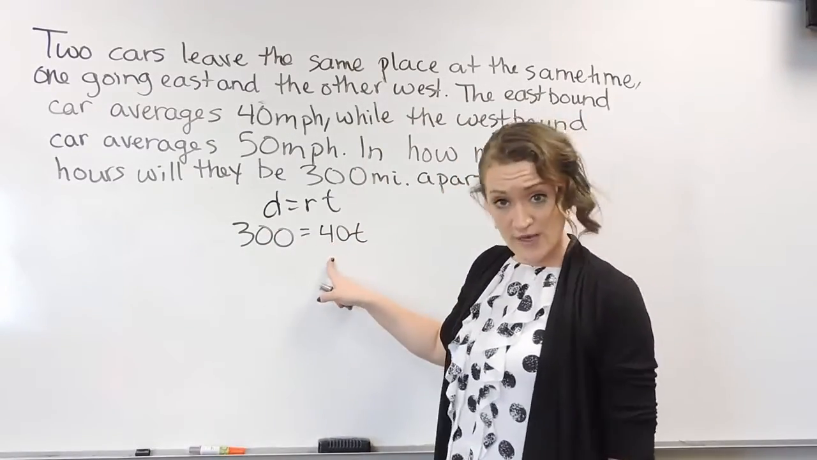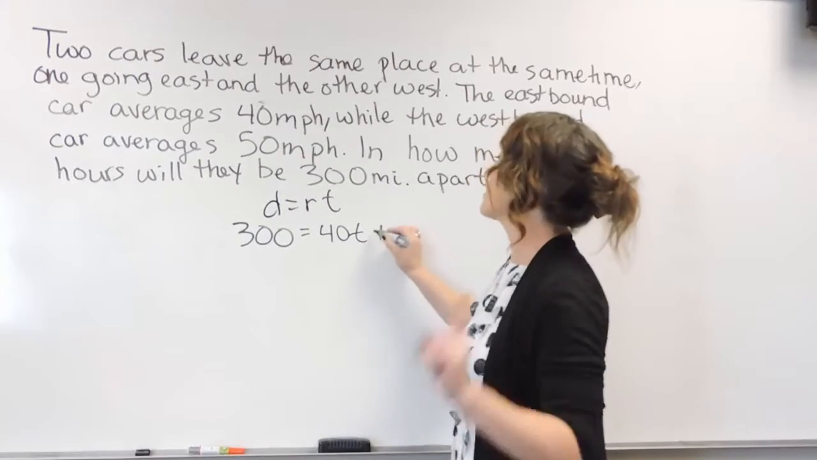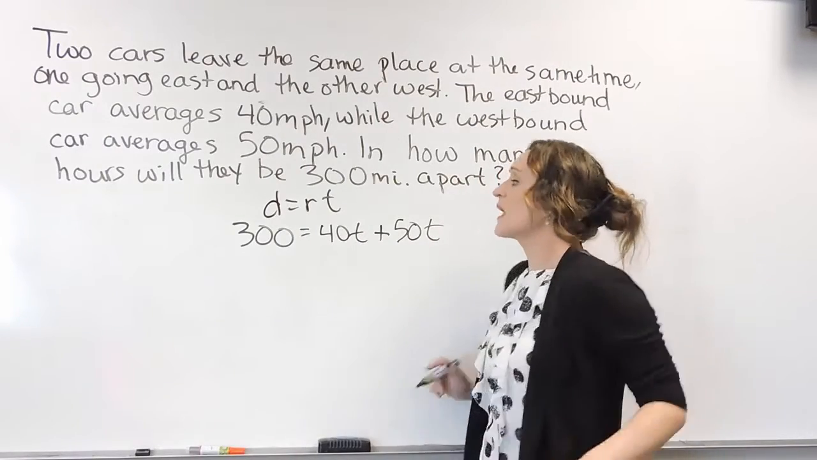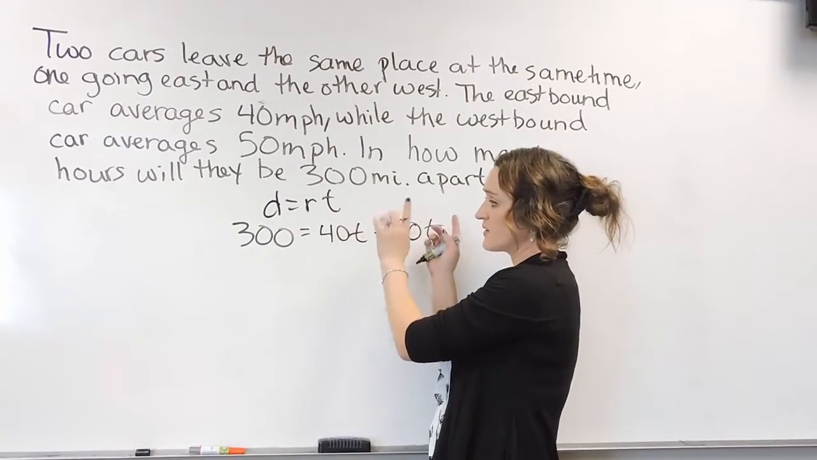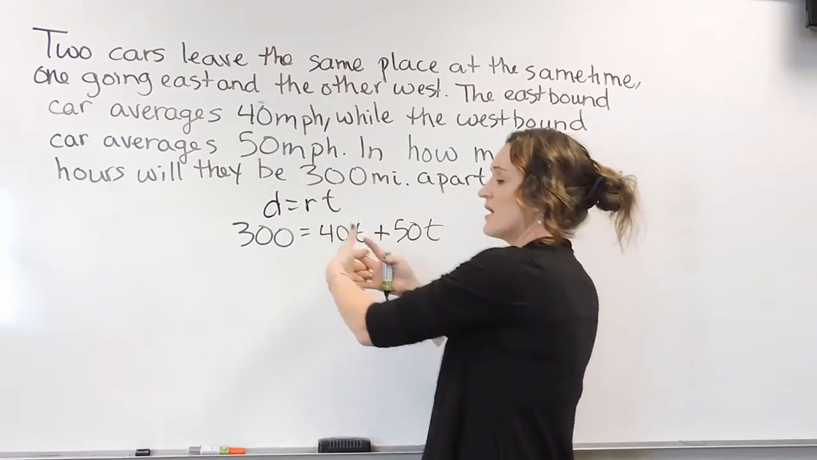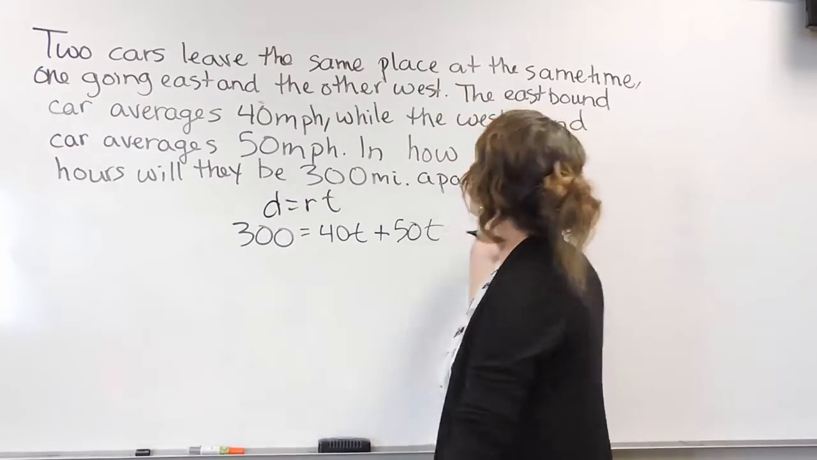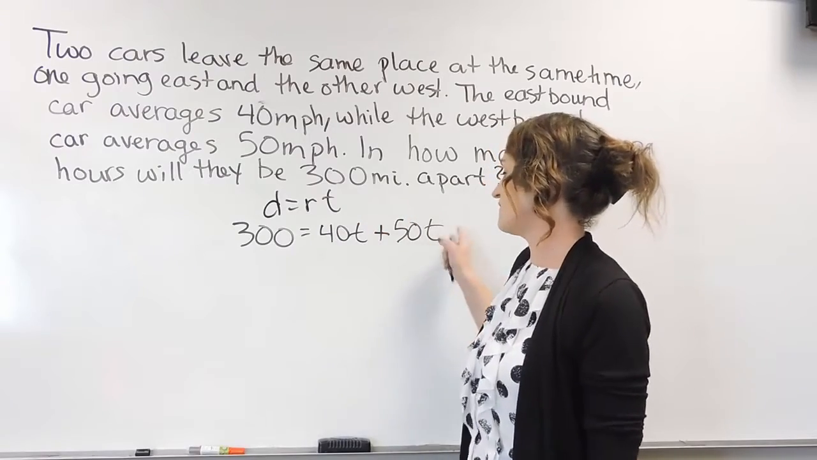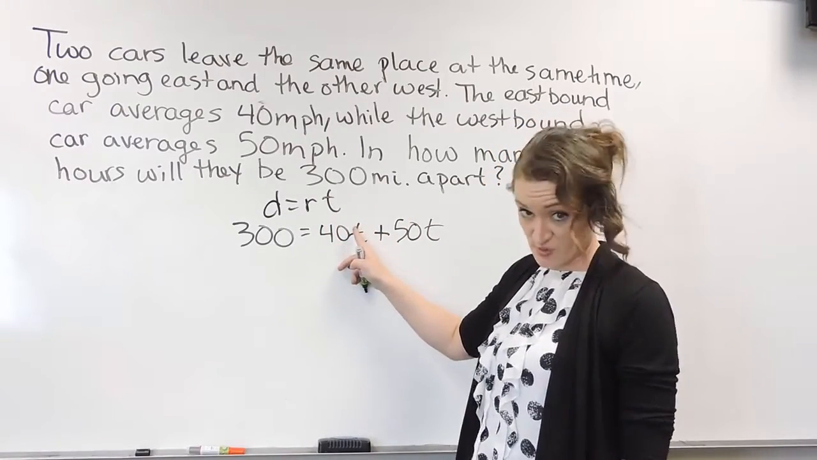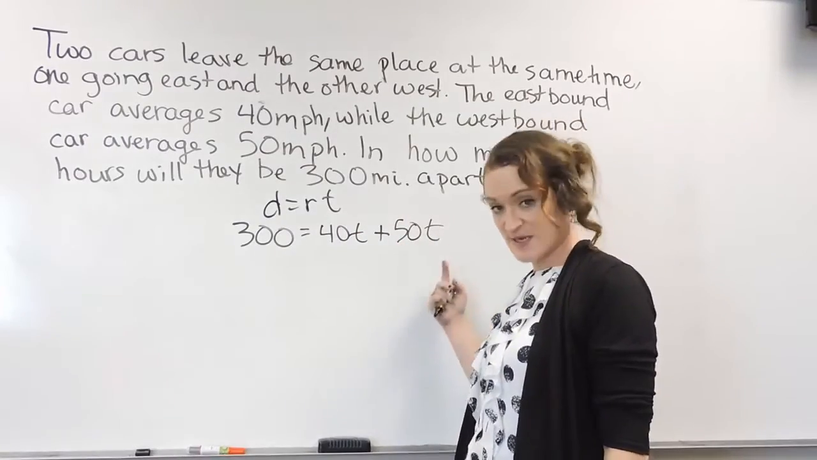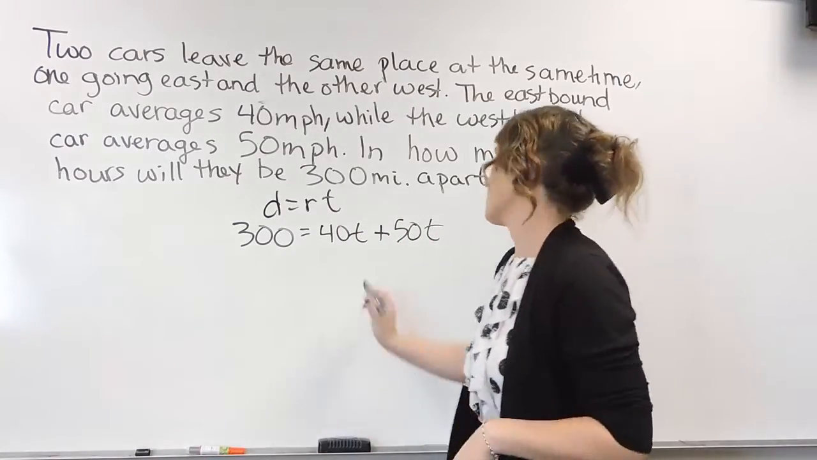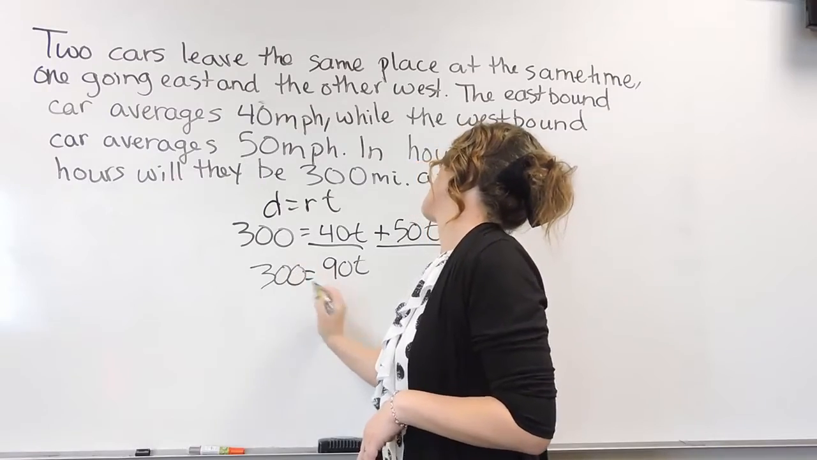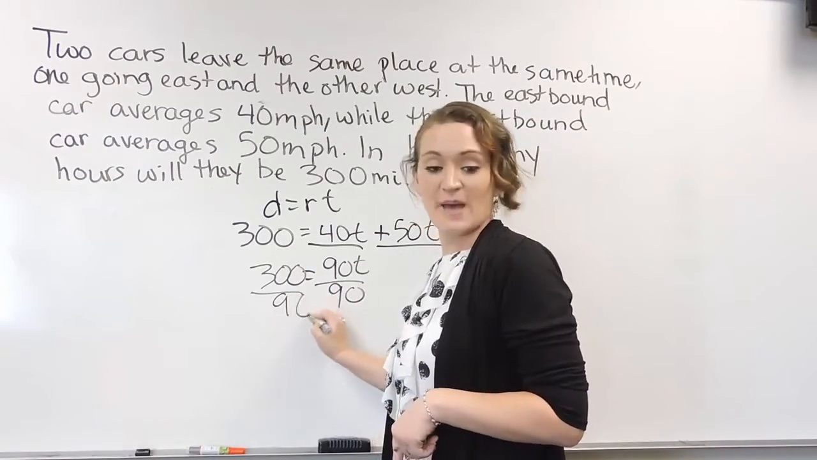So car 1 went 40 miles an hour for however many hours, plus car 2 went 50 miles an hour for however many hours. Together, their speeds and their times make up the 300. So our equation is 300 equals 40t plus 50t: speed of one car times time, plus speed of car 2 times their time. Solving this, 40t plus 50t is equal to 90t. That's equal to 300, so divide both sides by 90.